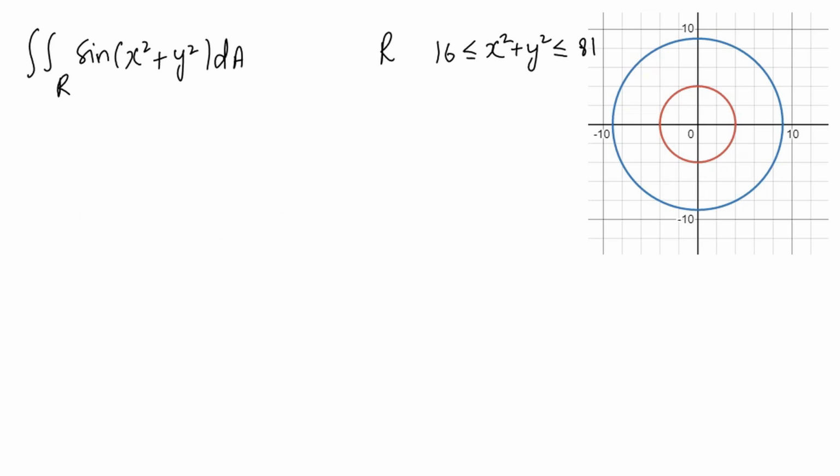Now let me show the region first. So this is our graph. This is our x-axis, this one is the y-axis. Now this is the region R. This dashed line shows the region R.